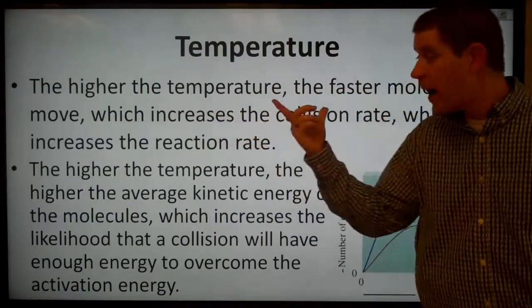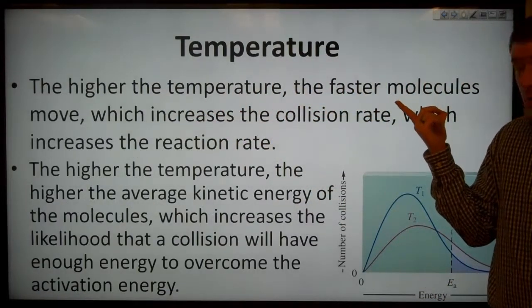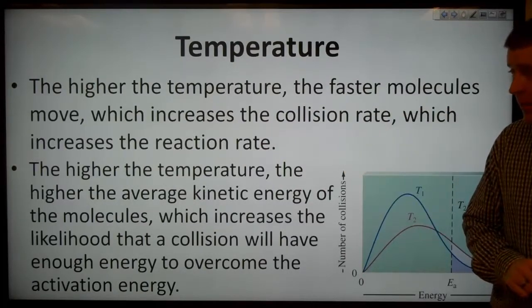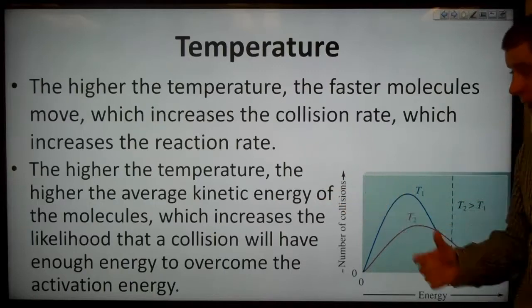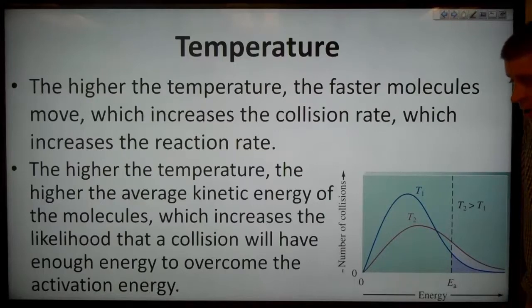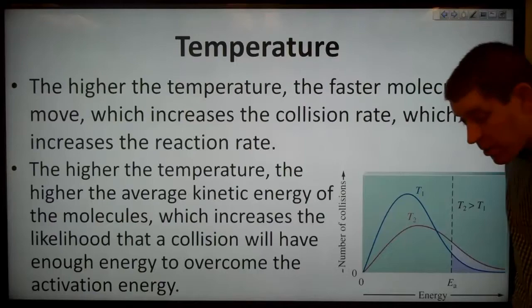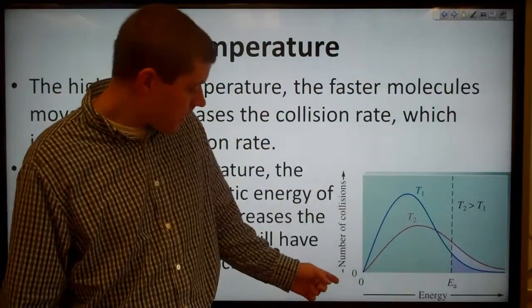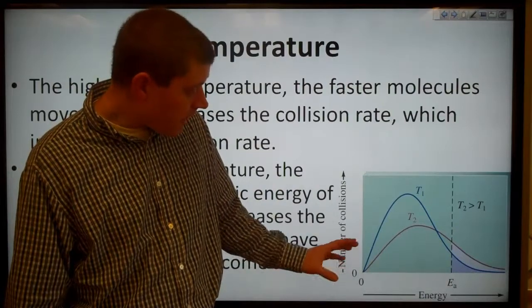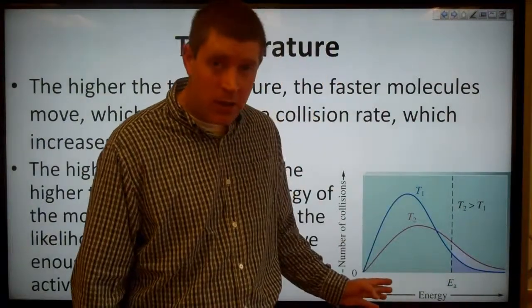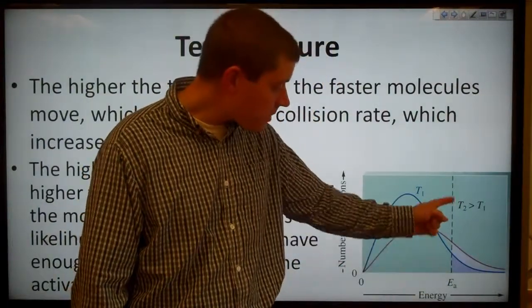So again, the higher the temperature is, the faster the molecules move, which increases the collision rate, which then increases the reaction rate. The higher the temperature is, the higher the average kinetic energy of our molecules is, which also then increases the likelihood that a collision will have enough energy to overcome the activation energy. Because remember, if we plot our curve of our number of molecules versus kinetic energy, we have our activation energy there.